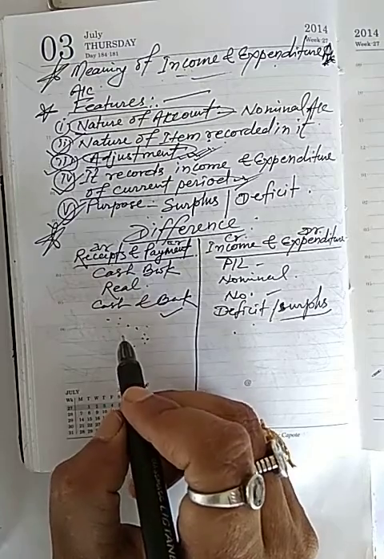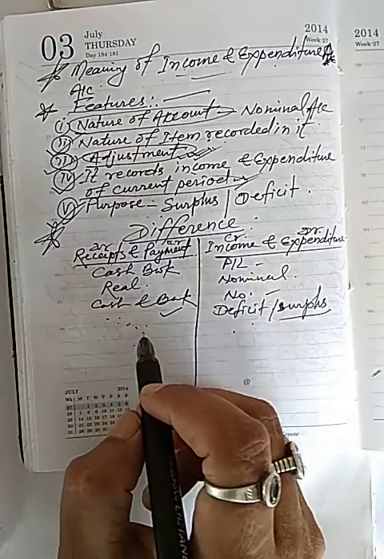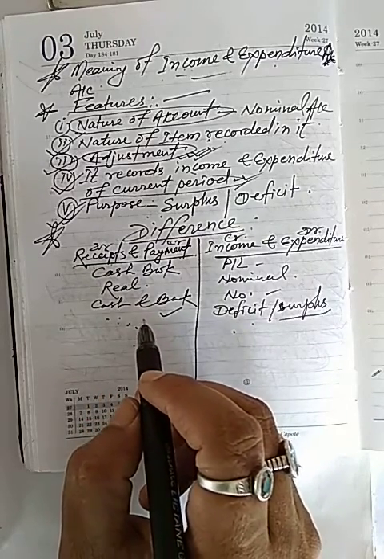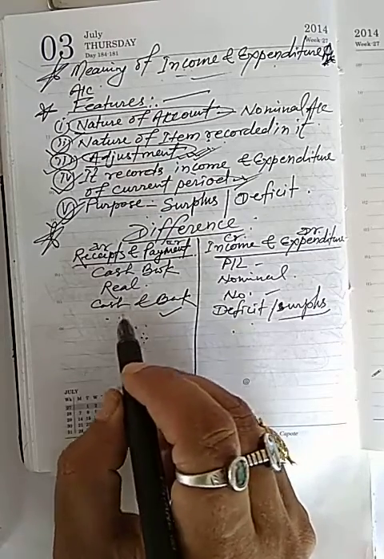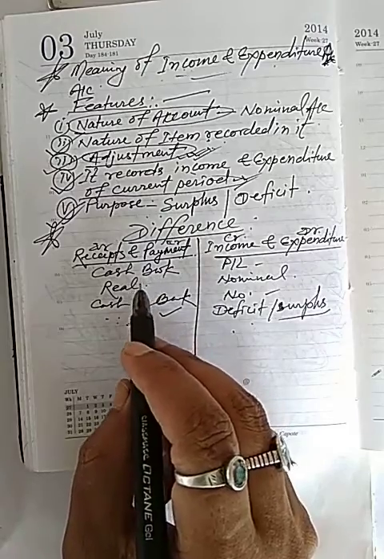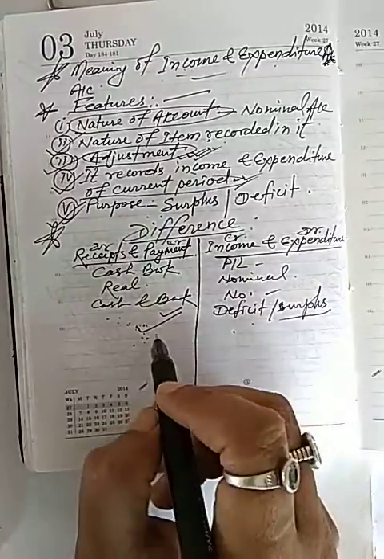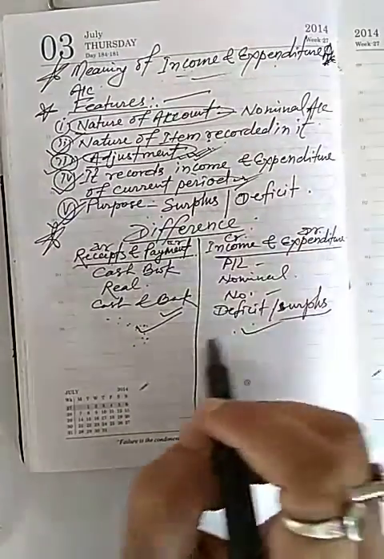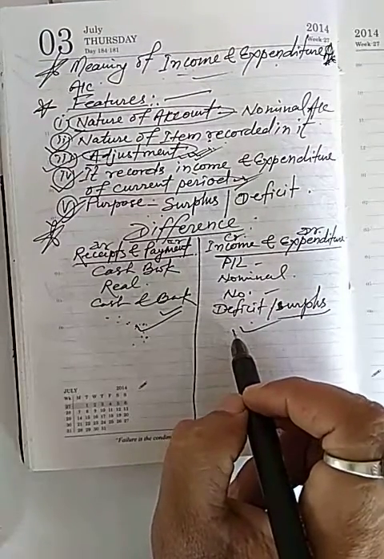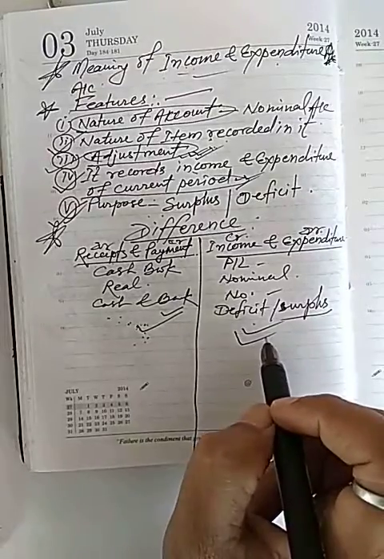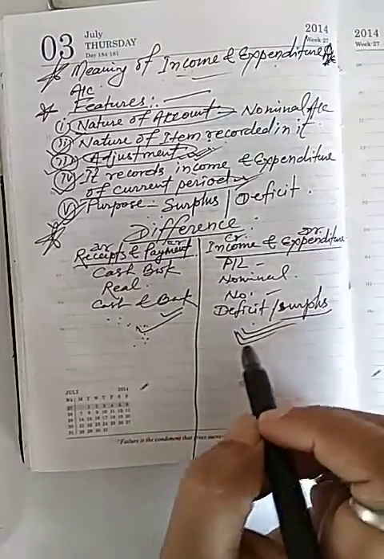Next point is receipt and payment account need not necessarily be accompanied by the balance sheet, because all revenue as well as capital items are included in it, but in income and expenditure account only those items which are of revenue nature are included.